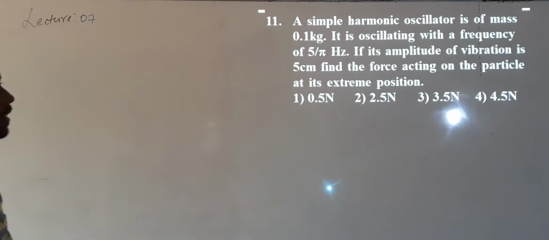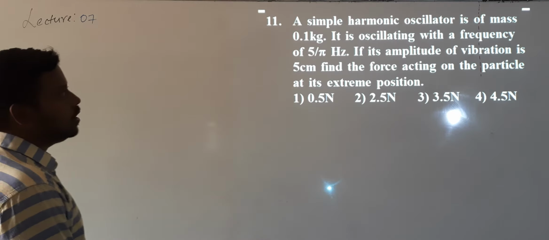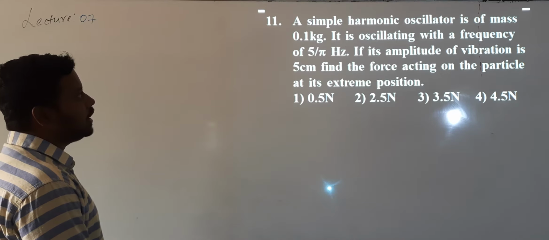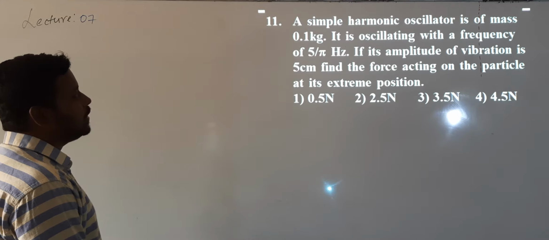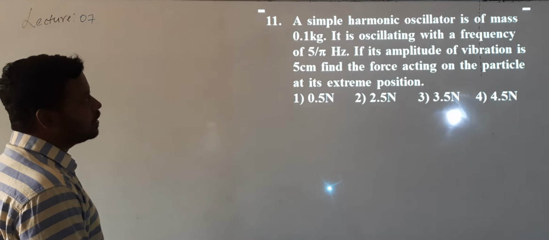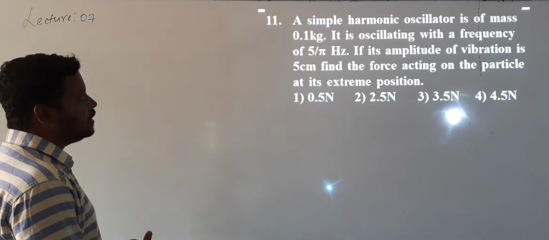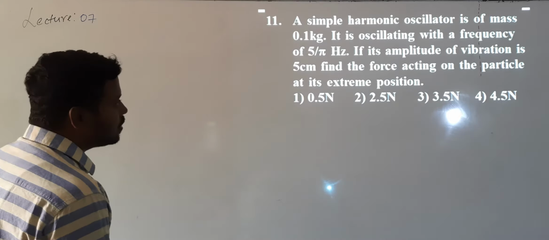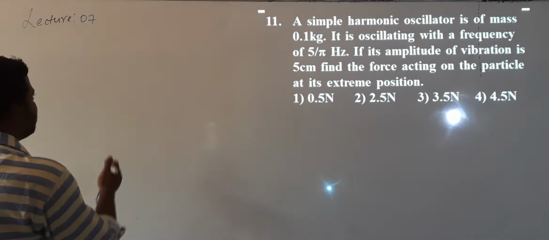So question number 11. A simple harmonic oscillator of mass 0.1 kg is oscillating with a frequency 5 by pi hertz. Its amplitude of vibration is 5 centimeters. Find the force acting on the particle at extreme position.